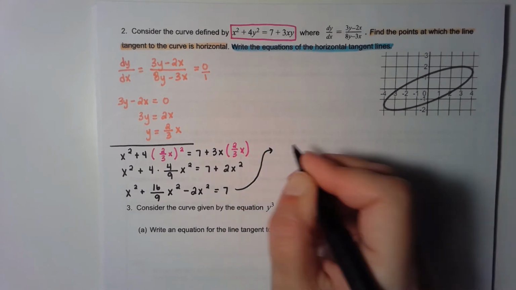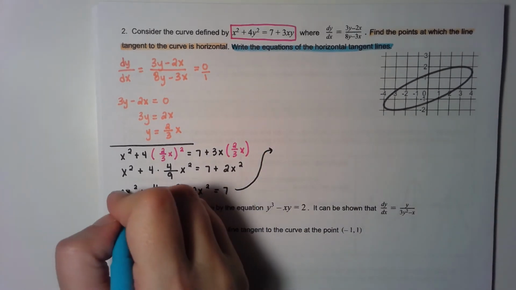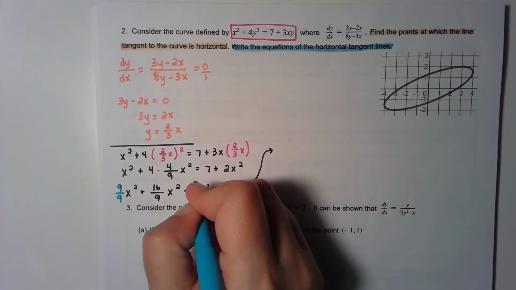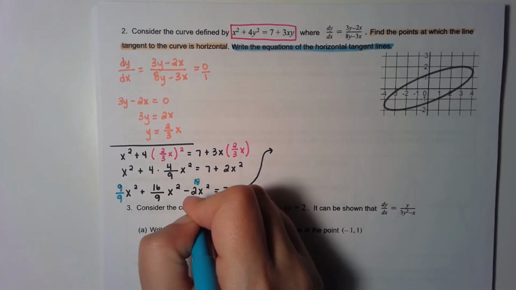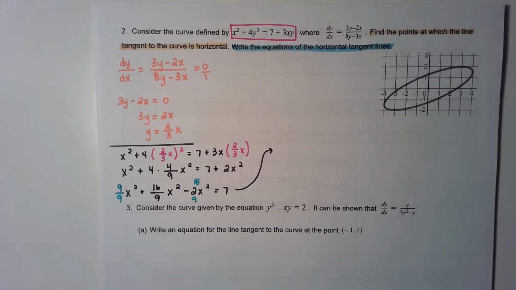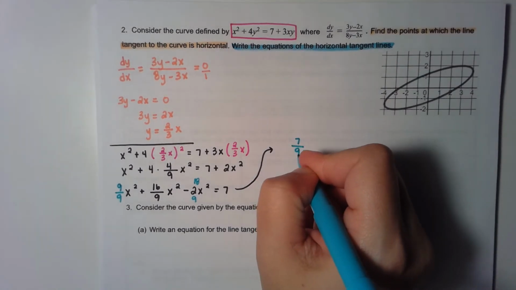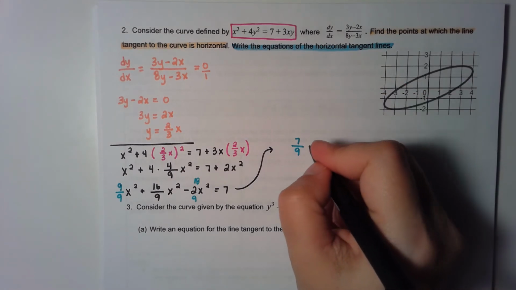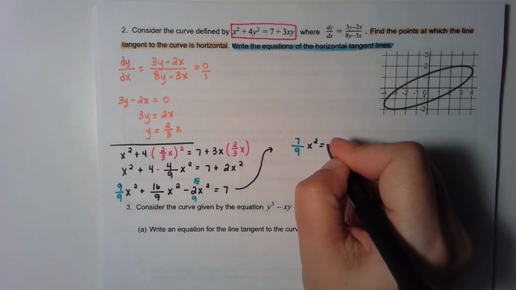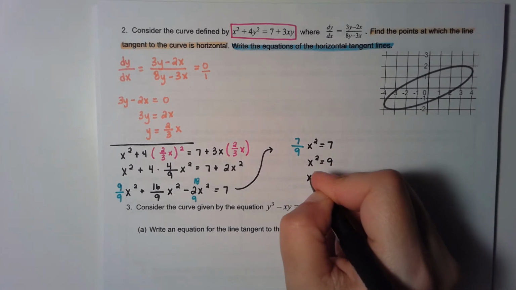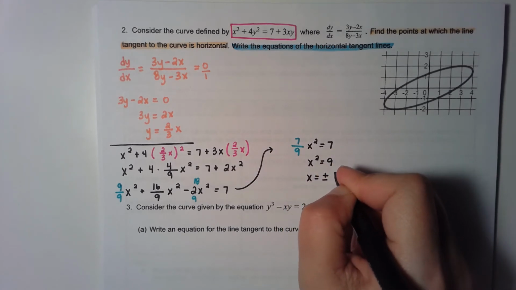I'm running out of room again a little bit. If I make a common denominator here, this is going to be 9 over 9. We've already got 16 over 9, and 2 is going to be 18 over 9. So if I add and subtract, 9 plus 16 is 25, minus 18 is 7. So I'm going to have 7 over 9 x squared equals 7, which means x squared equals 9, so x is plus or minus 3.